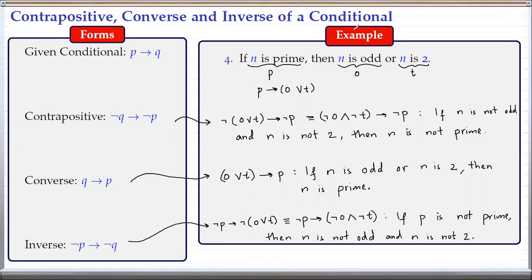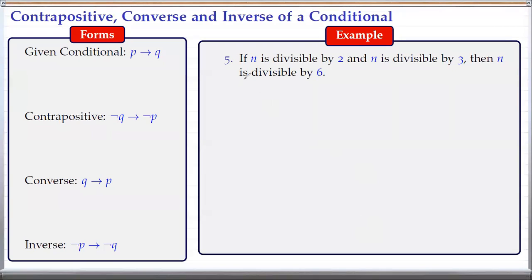Okay, we are done with this example. Let's look at the next one now. Here the given conditional is if N is divisible by 2 and N is divisible by 3, then N is divisible by 6. So let's denote the first part, N is divisible by 2, by T. The second part, N is divisible by 3, by H. And the third part, N is divisible by 6, by S. So writing this in symbolic form, we have T and H implies S. Okay, so now let's try to write the contrapositive.